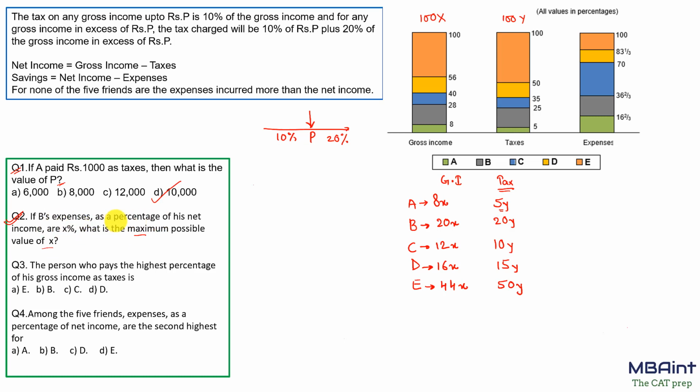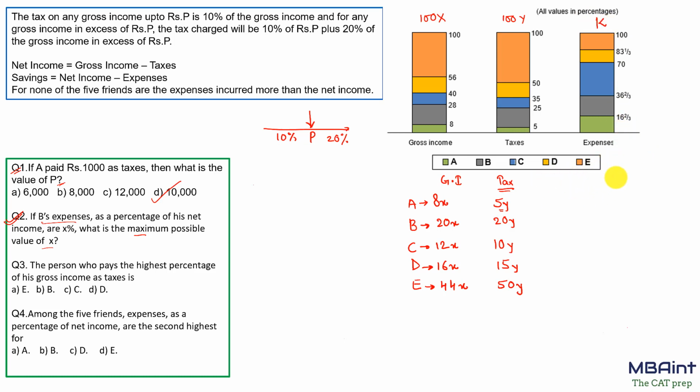So we need to maximize the value of X according to the given condition. Let's write it down in terms of equation. What do we exactly need to find? We need to find B's expense first. So the total expense over here, can I take 100K? But taking 100K will not ease my calculation because everything over here is in fraction. So let's make it as K.